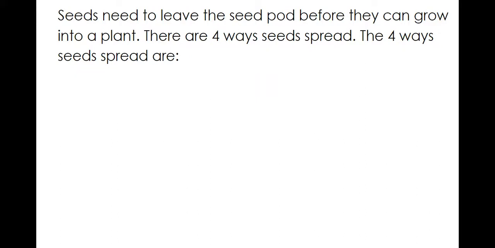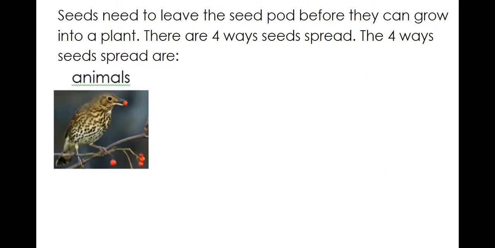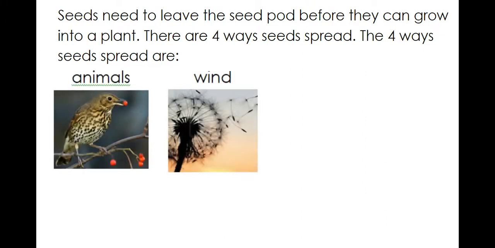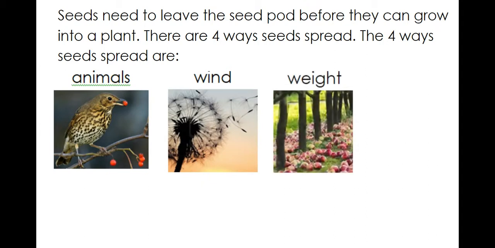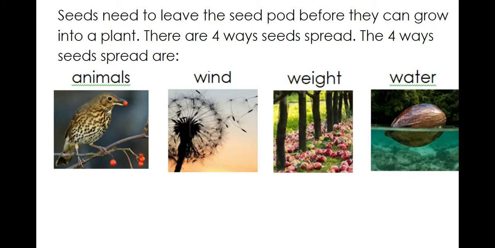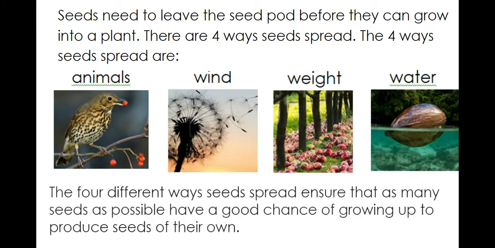Seeds need to leave the seed pod before they can grow into a plant. There are 4 ways seeds spread. The 4 ways seeds spread are animals, wind, weight, and water. The 4 different ways seeds spread ensure that as many seeds as possible have a good chance of growing up to produce seeds of their own.